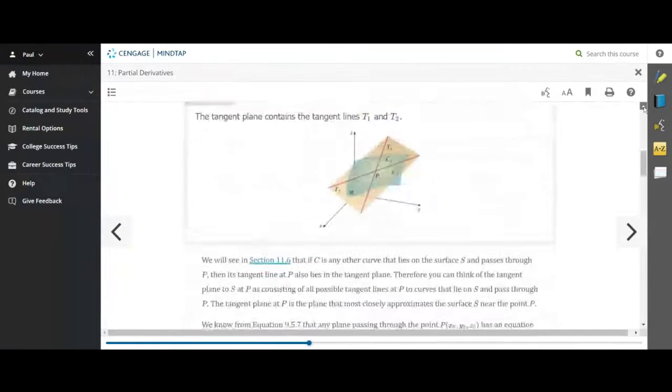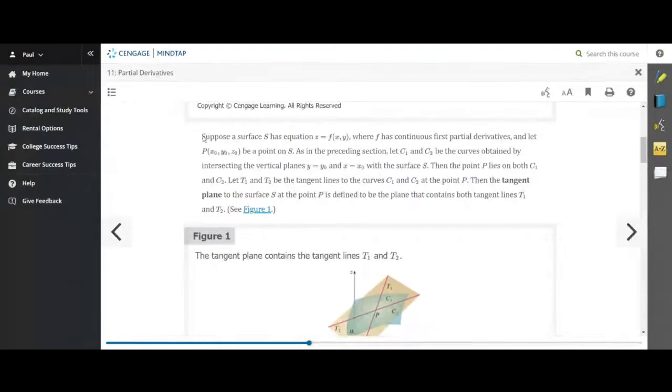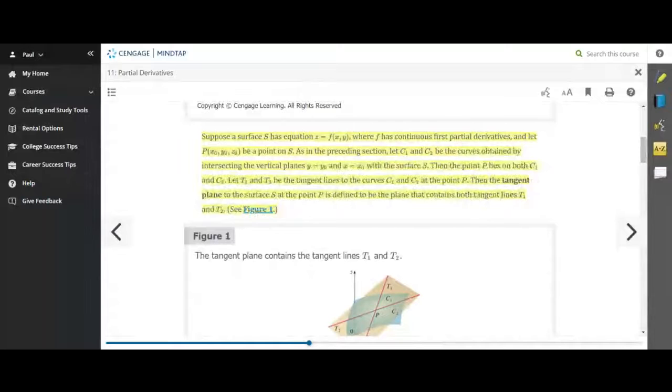So they start off here with the picture. Suppose a surface has an equation z equals f of x and y, where f has continuous first partial derivatives, and we let a point (x sub 0, y sub 0, z sub 0) be on our surface S. Let C1 and C2 be the curves obtained by intersecting the vertical planes y equals y sub 0 and x equals x sub 0 with the surface S.